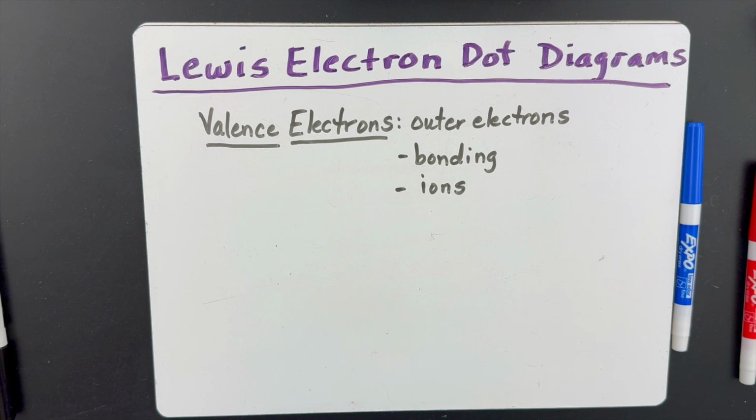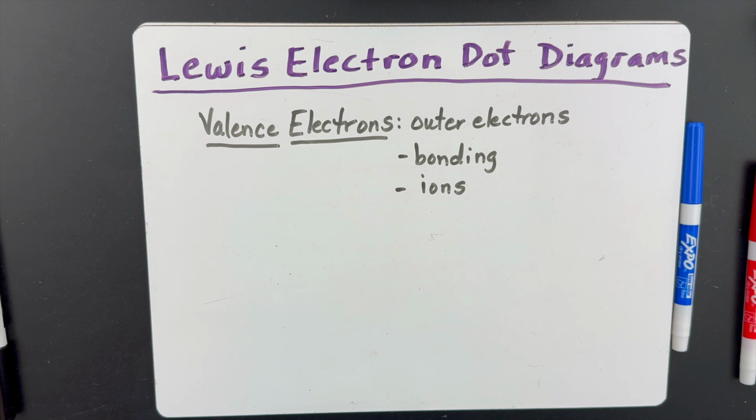In this video, I'm going to talk about Lewis electron dot diagrams. In these diagrams, you show the outer electrons, which are called valence electrons. The reason we care about these electrons is because they are the ones that are involved in all the bonding between atoms and interactions between atoms. If they form ions, these are the electrons that they lose or gain. And so it's the outer ones that we really care about.